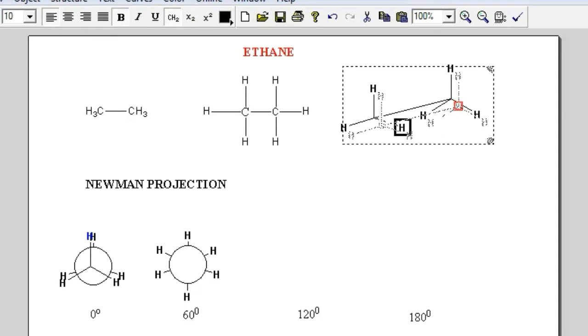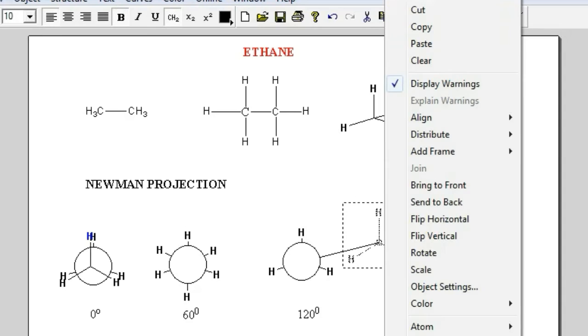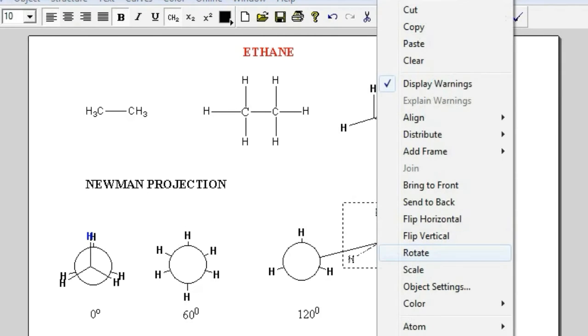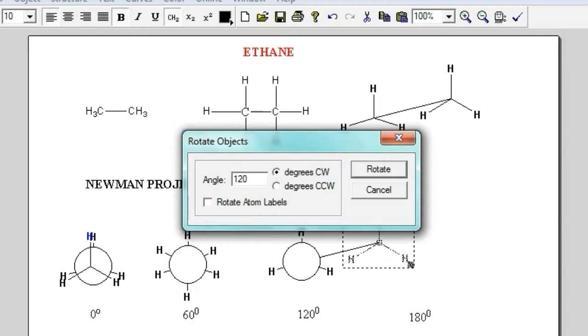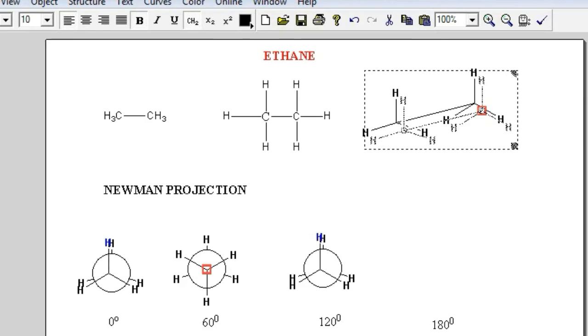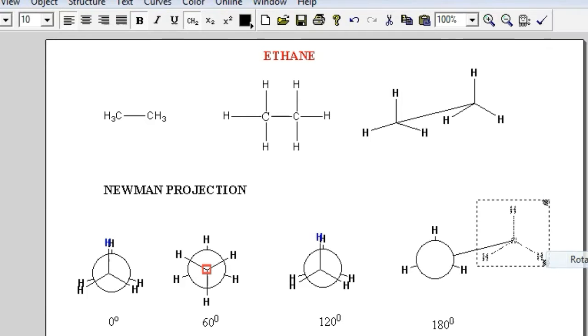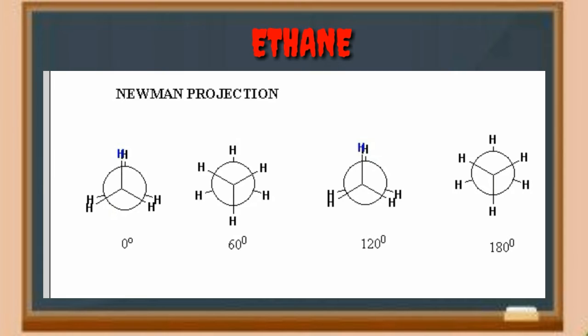Next picture, we make a Newman ethane projection when rotated 120 degrees by rotating one of the branches by 120 degrees. Then we put it in a circle to make a Newman projection. It is the same way as before. Last, to make ethane with the Newman projection rotated 180 degrees, it is the same way as before. So this is the Newman projection of ethane.